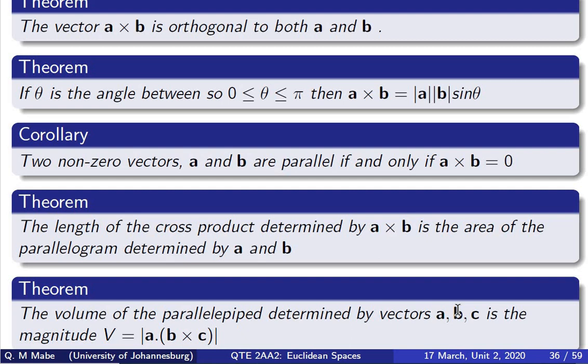The length of the cross product A cross B is the area of the parallelogram determined by A and B. The volume of the parallelepiped determined by vectors A, B, C is the magnitude of A dot the cross product of B and C.